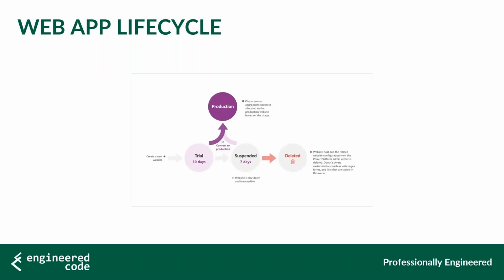And so Microsoft has this handy graphic about what happens if you don't convert to production. So, like I said, you create a new trial. It's good for 30 days. If you can convert to production, great. It's kind of permanent. It consumes licenses, but it's no longer a trial. If you don't convert it to production, it will go into a suspended status for 7 days, after which it will be deleted.